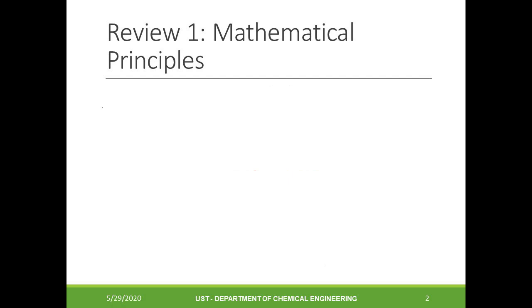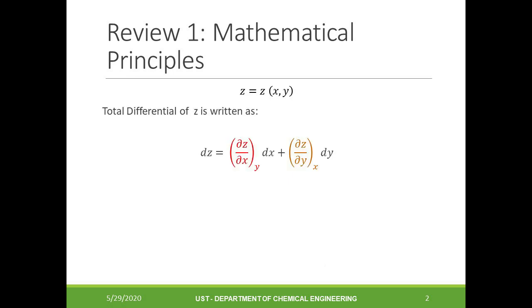Thus, if z is expressed as a function of two variables, let's say x and y, then the total differential dz can be written as the partial derivative of z with respect to x at constant y dx plus the partial derivative of z with respect to y at constant x dy, which is shown in this equation. Now if I write this term as M and this term as N, then the equation can also be expressed as dz = M dx + N dy.